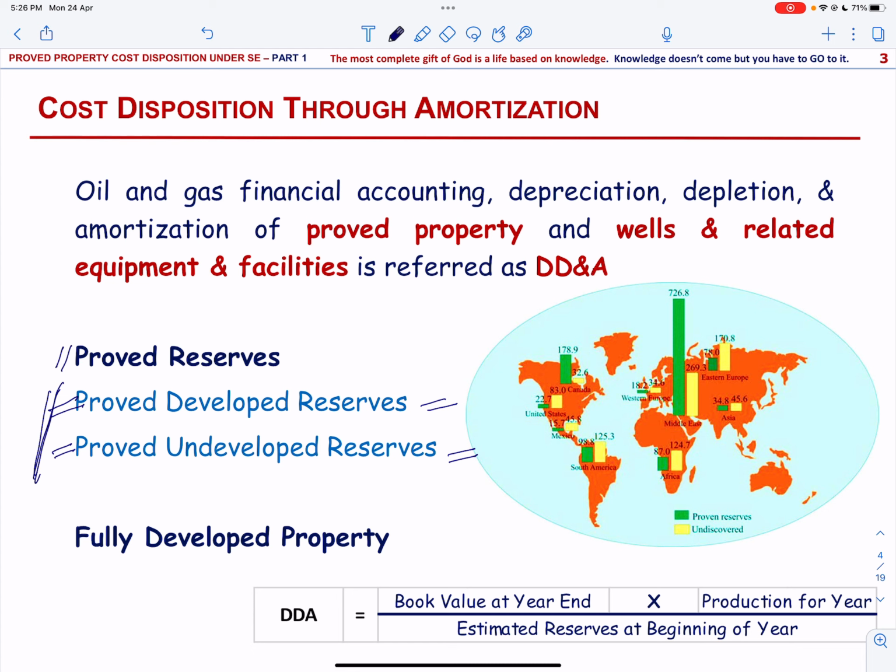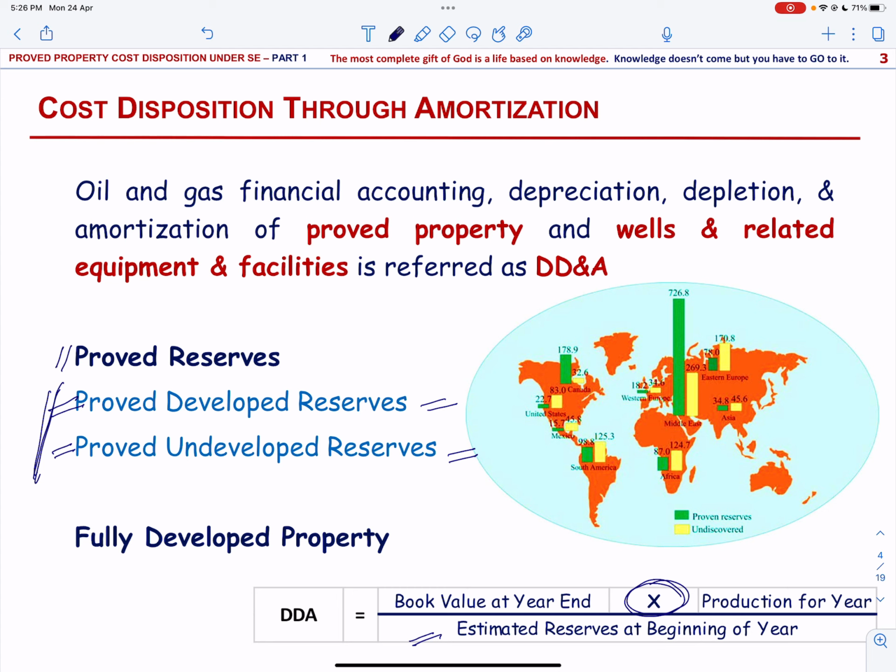You should also keep in mind that the acquisition cost represents expenditures made on behalf of the entire cost center and thus applies to all reserves that will be produced from that cost center. Both acquisition cost and the cost of wells and related equipment and facilities are amortized using the unit of production method, and the formula is book value at year end divided by estimated reserves at the beginning of the year times production for the year.